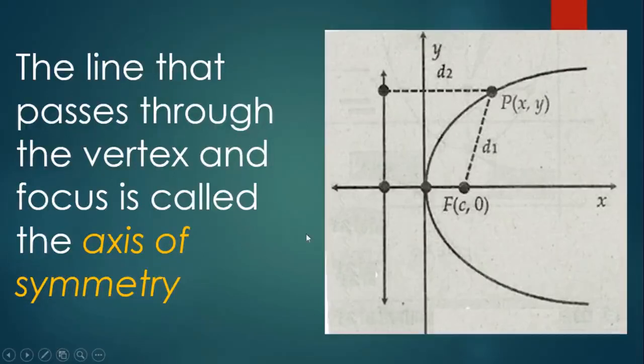Now, what the point here is the axis of symmetry will pass through the vertex and focus of the parabola. Okay? And as you can see, the axis of symmetry divides the parabola into two equal parts. We have here the upper part, we have the lower part. Okay?